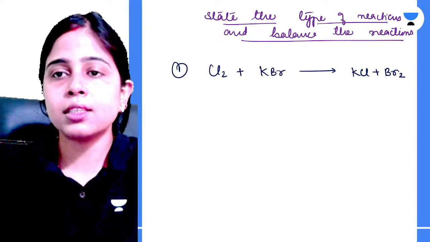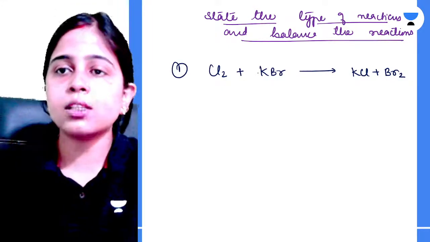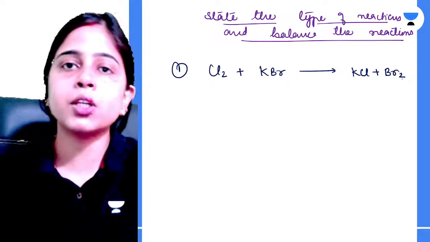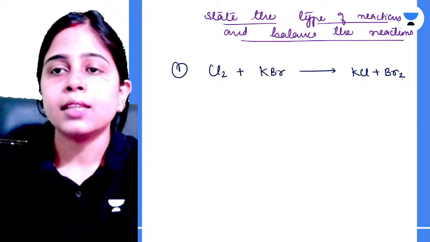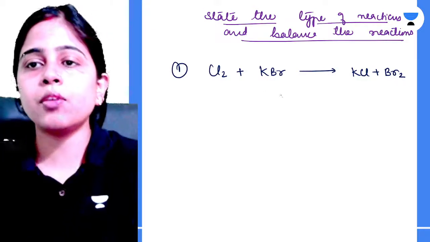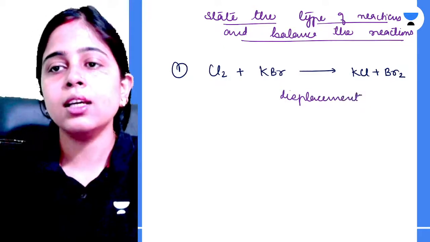So if you all can see, chlorine is displacing bromine from its salt solution and forming its own solution, and bromine is produced as a gas over here. That means chlorine is displacing your bromine. So this is an example of your displacement reaction. कैसा reaction है ये?